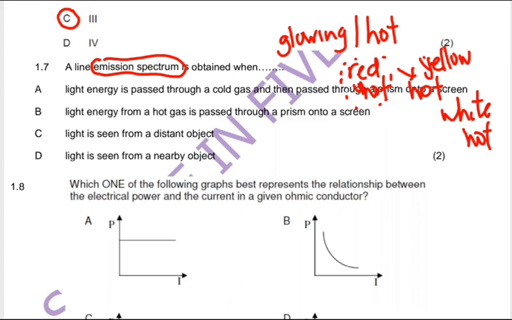So emission line spectrum is obtained when light is passed through a cold gas. No, the cold material will absorb energy. From a hot gas, yes. When the gas is hot, it's going to give off a color. So the correct answer there is B.